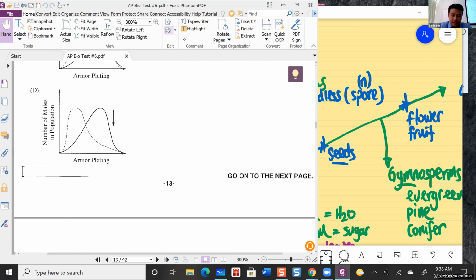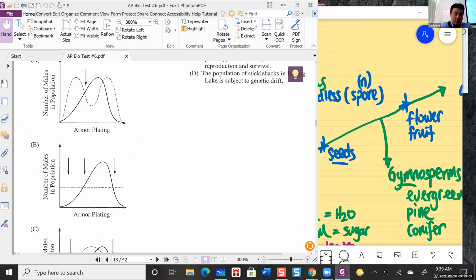So you see that? This is the best one. So you're selecting against the high armor or complete armor. And so this is before and this is after. Dash line is after. So this is the best graph. Does that make sense? All right. So you got to look at the key. Otherwise, it looks kind of all the same.